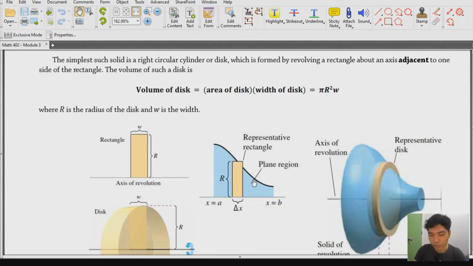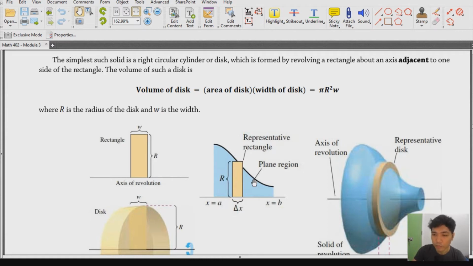Kasi diba, when we try to compute for the area, we always try to draw a strip. It's either a vertical or horizontal strip. So ito rin yung magiging representative element natin for volumes. Now, yung representative rectangle na yon, with respect dun sa axis of revolution, silang dalawa magdidikta kung ano ba yung gagamitin natin na volume of our solid of revolution.